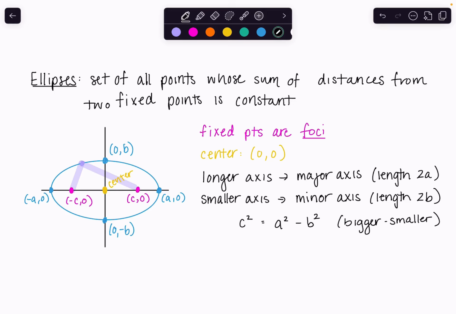Okay. We technically only have two vertices, which are going to be the ones that are the endpoints of the major axis.